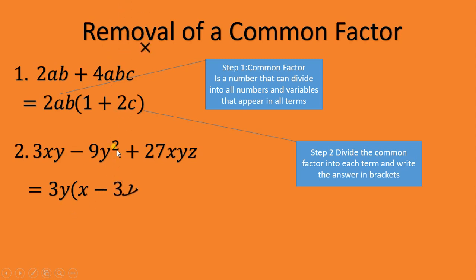and we will have a y left. Right? Remember, with exponents, we subtract the exponents. 3 goes into 27 nine times, y and y cancel, there's x left, there's z left, and that will be our factors for that one: 3y, bracket, x minus 3y plus 9xz.